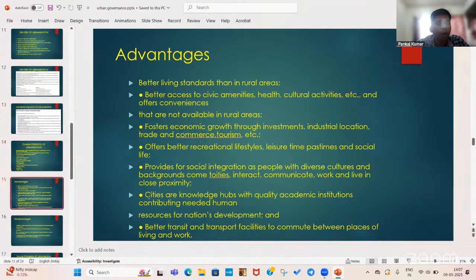Okay. Then next, having discussed the advantages of urbanization, let us go into the disadvantages of urbanization. What are the disadvantages of urbanization? Okay.